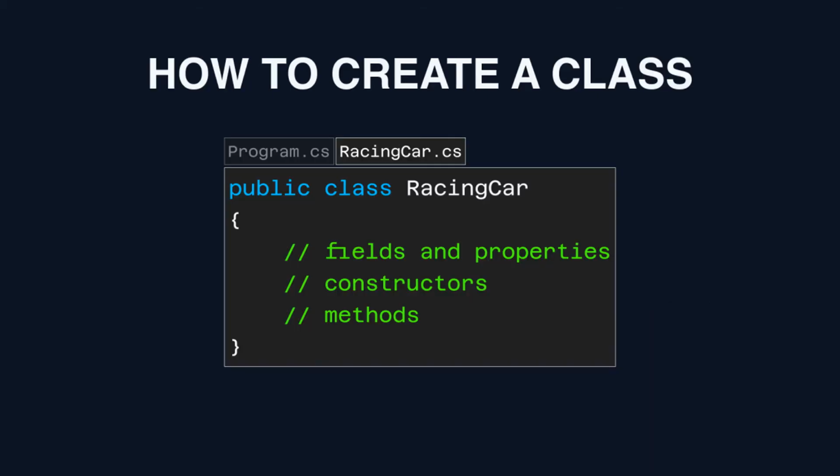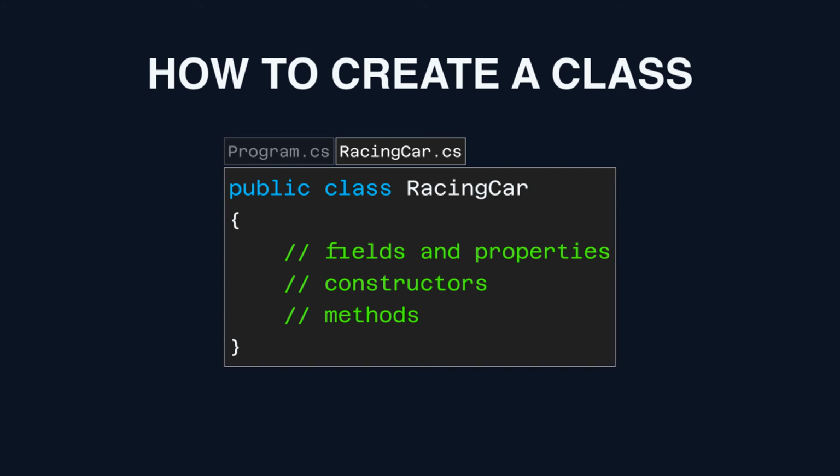We will address each one of these in the following videos. For now, let's see how we create a class in C#. We type the keyword public, followed by class and the class name. Class names follow the camel case convention. And between the curly brackets, we add the class members. Once again, we'll see how to deal with each member in the following videos.